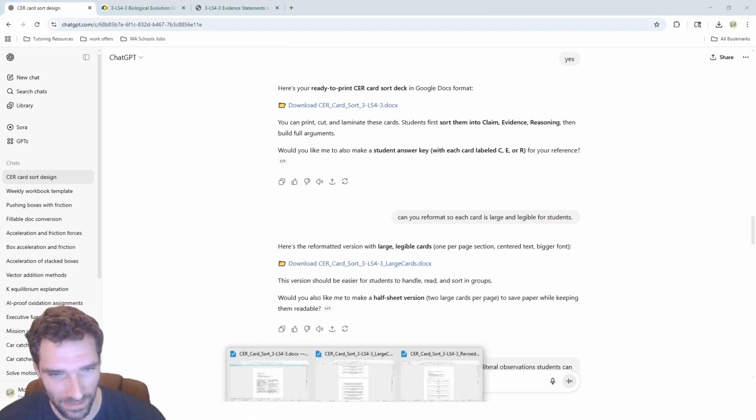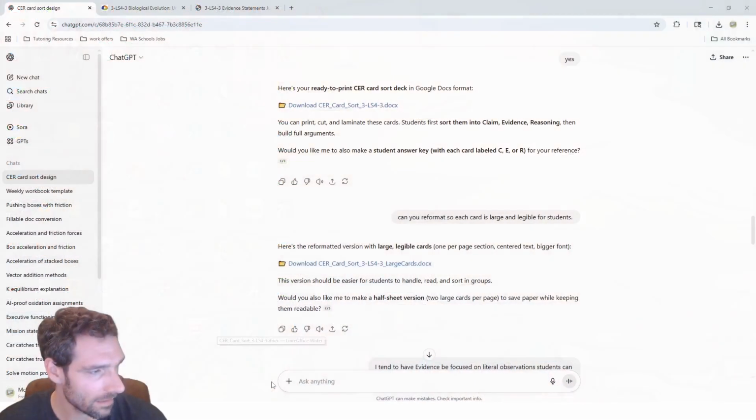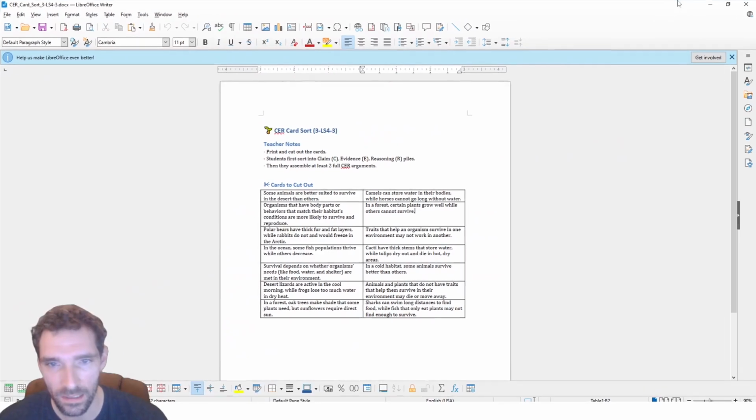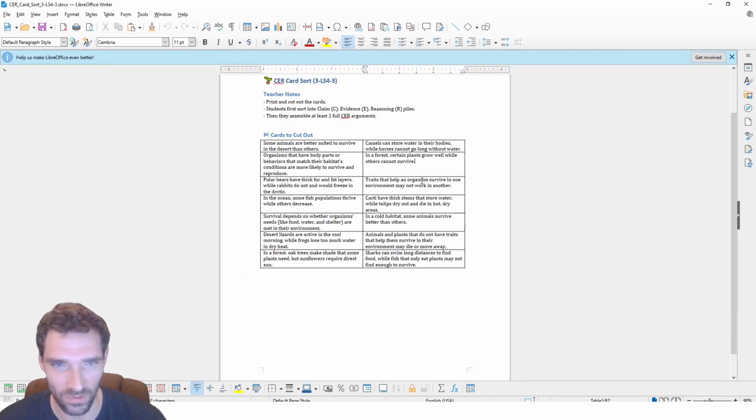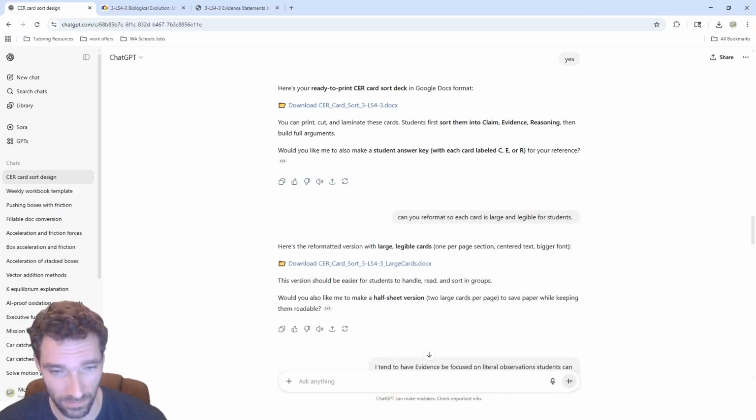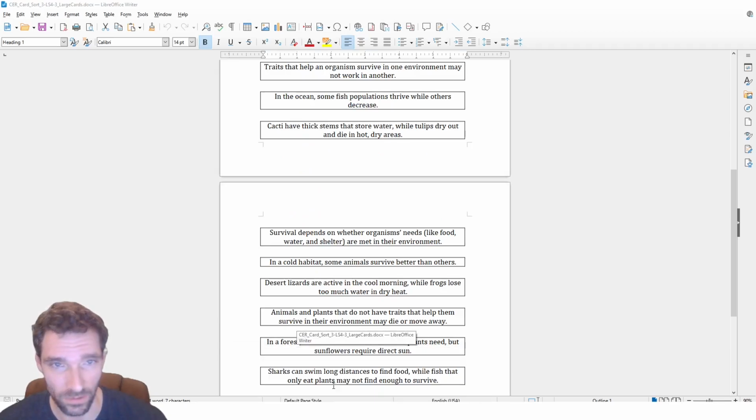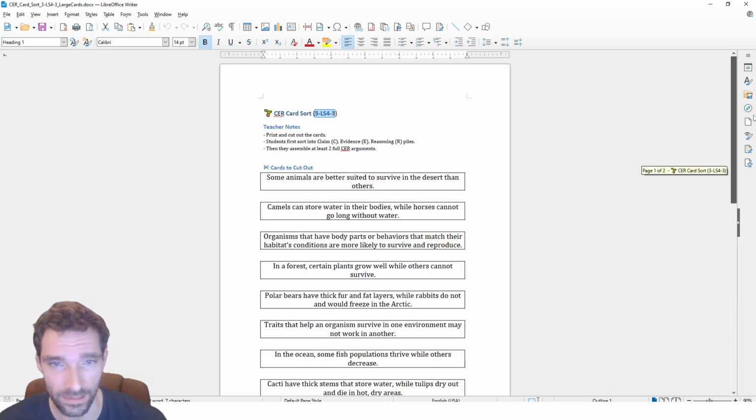Originally, it gave me a document that looked like so, and I thought that that was just too small. Like these cards are way too small of a font for my own personal preference. So I asked it to give me some with larger cards and no CER labels on it. And it was able to do that.